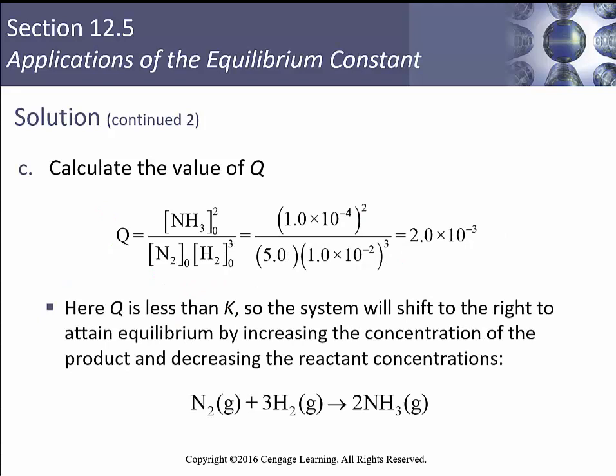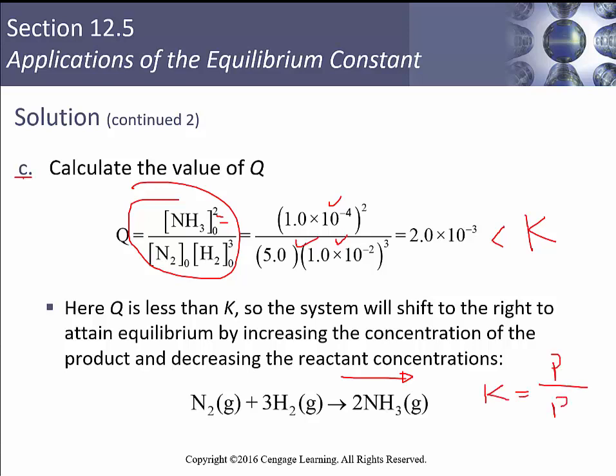All right, if we calculate under condition C, again, products over reactants, exponentiated properly, plug in the right values. We get 2 times 10 to the minus 3. Q is less than K. So the system is going to shift to the right, and we're going to form more products. K is our products over our reactants, and if Q is too small, then we need to make this guy bigger, and we need to make this guy smaller.